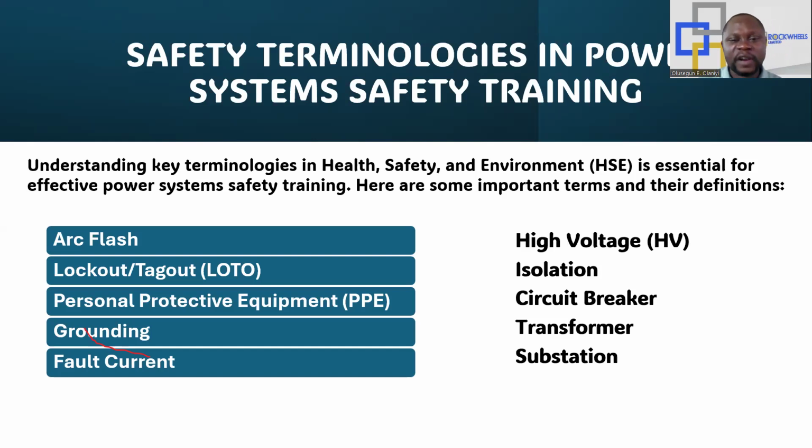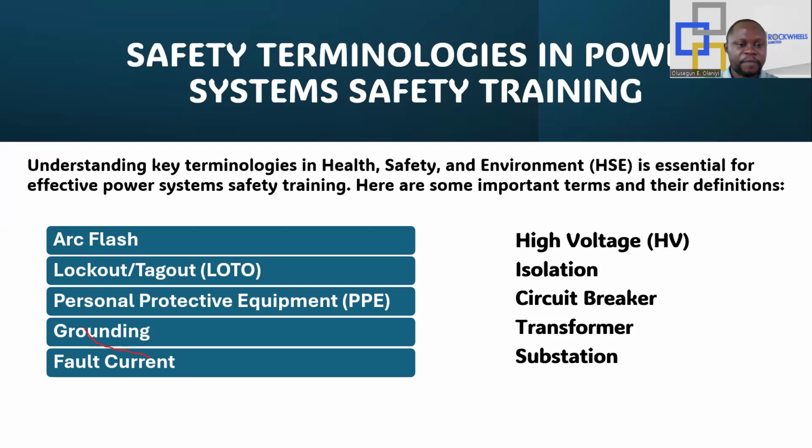Then we talk about grounding. Grounding is a process where you connect an electrical circuit or equipment to the ground. The reason why you do that is to prevent electric shock or damage during a fault to an equipment. Sometimes when you want to carry out maintenance, you do what we call grounding. I'm sure that must have been discussed in the class, or will be discussed in the class.